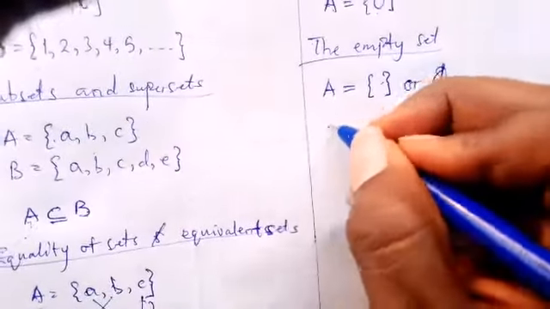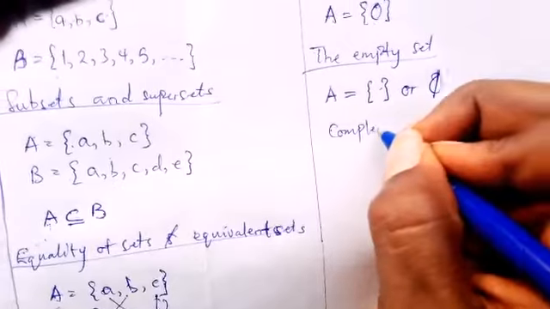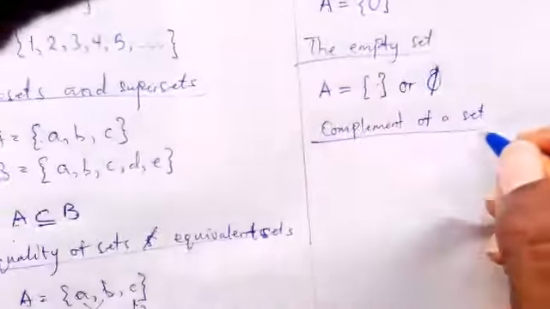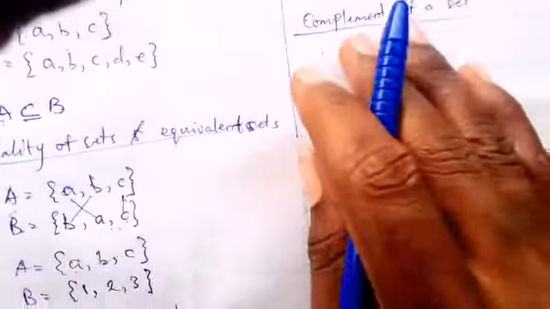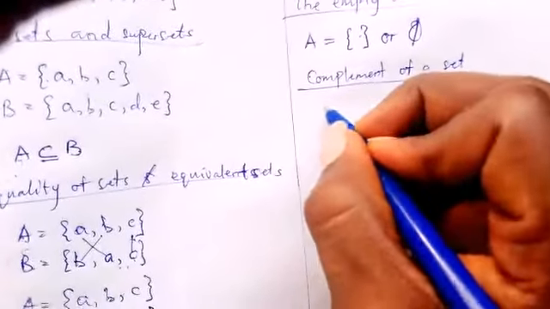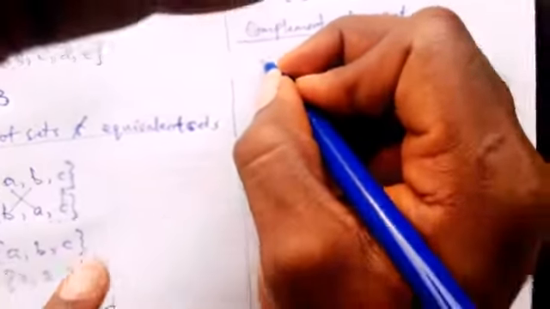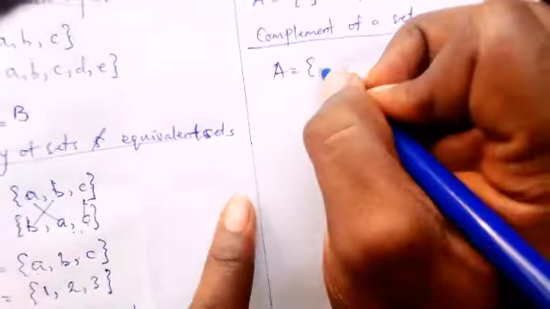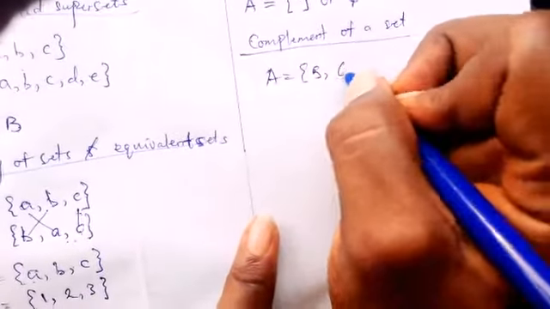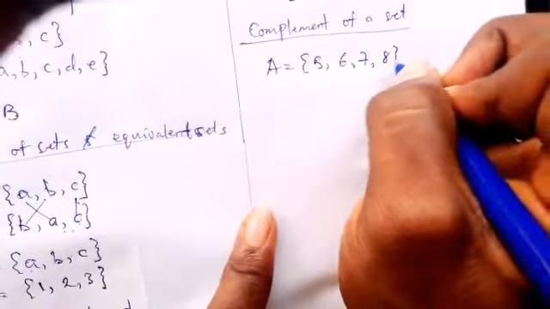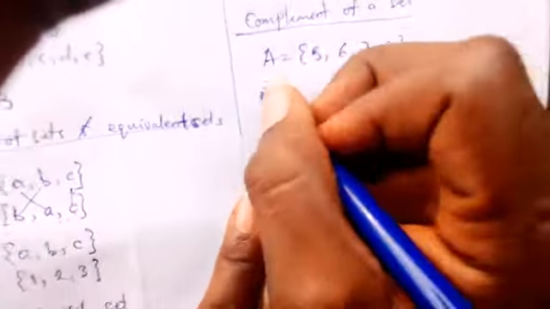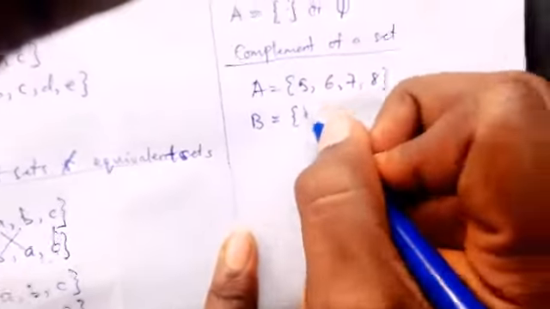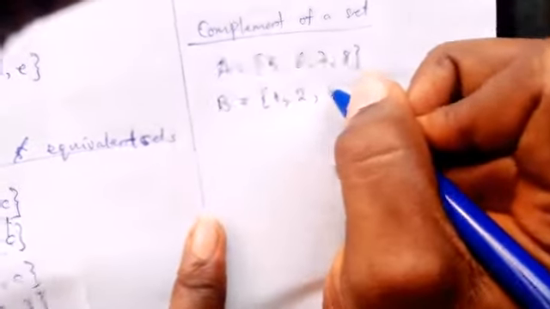Also, we have the complement of a set. In the complement of a set, these are the elements that are not contained in a set. If you have 5, 6, 7, 8, so here set A, then we have another set B, 1, 2, 3.